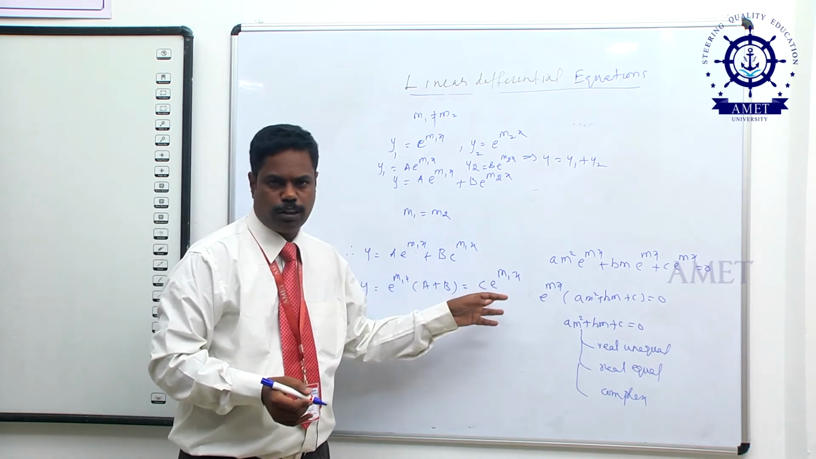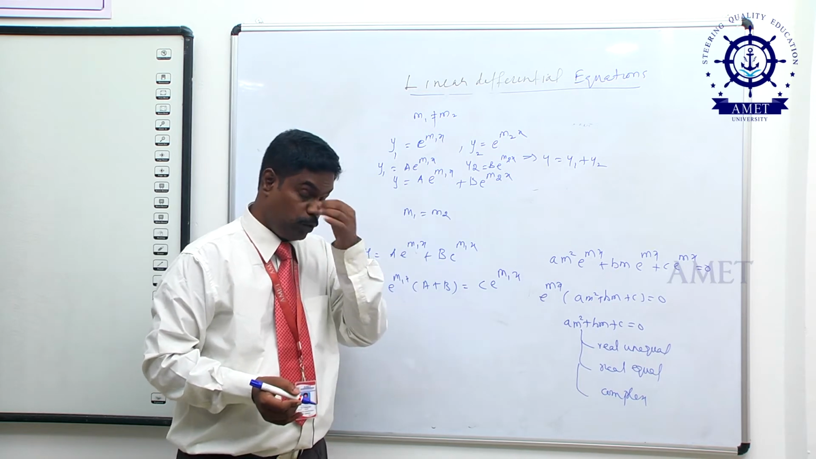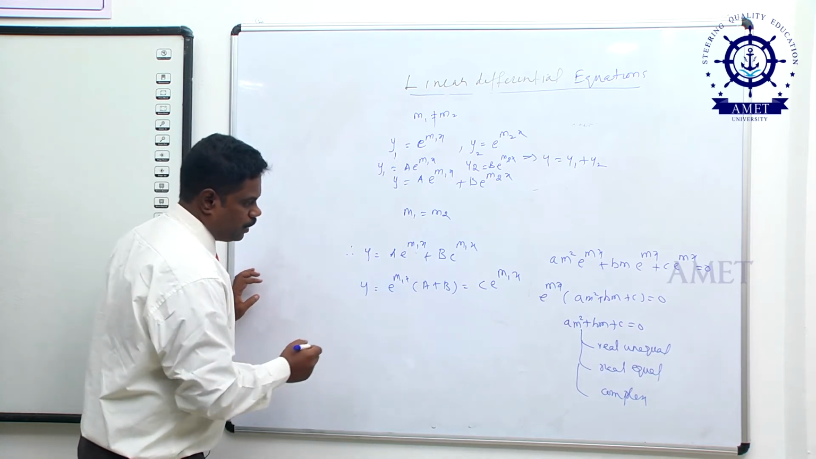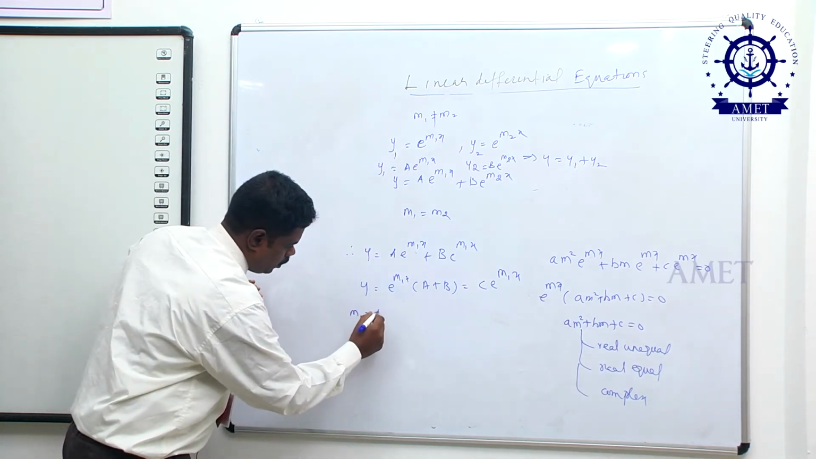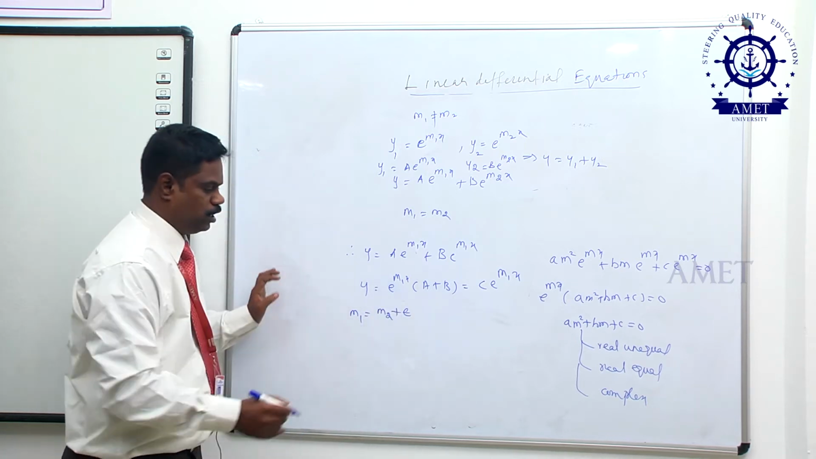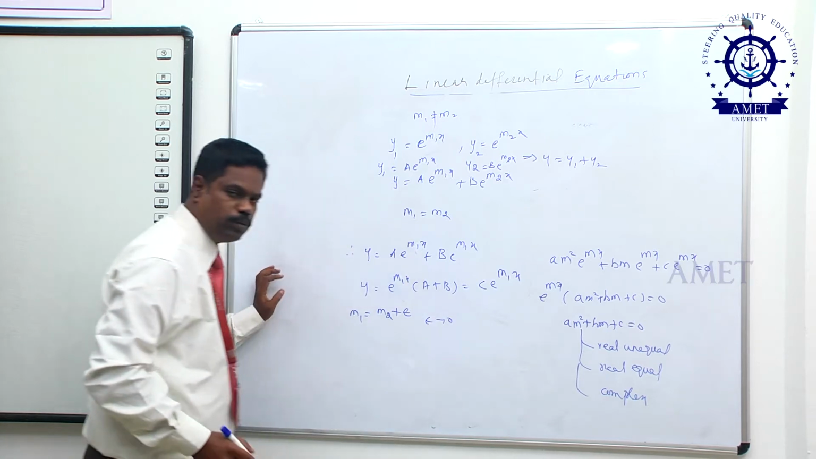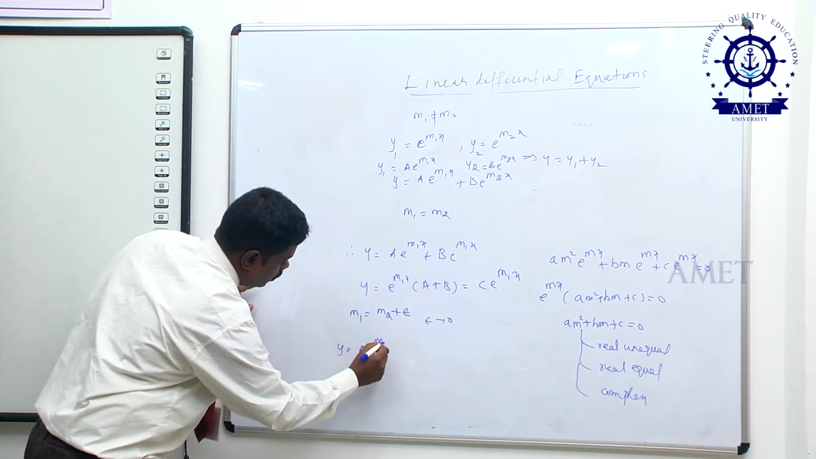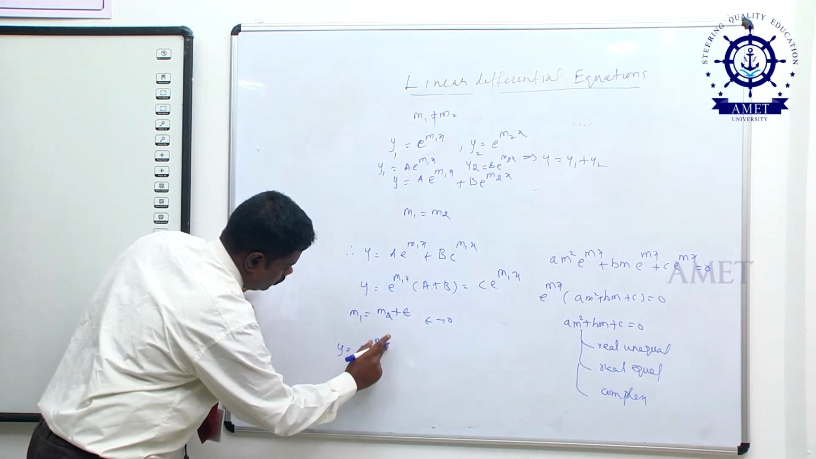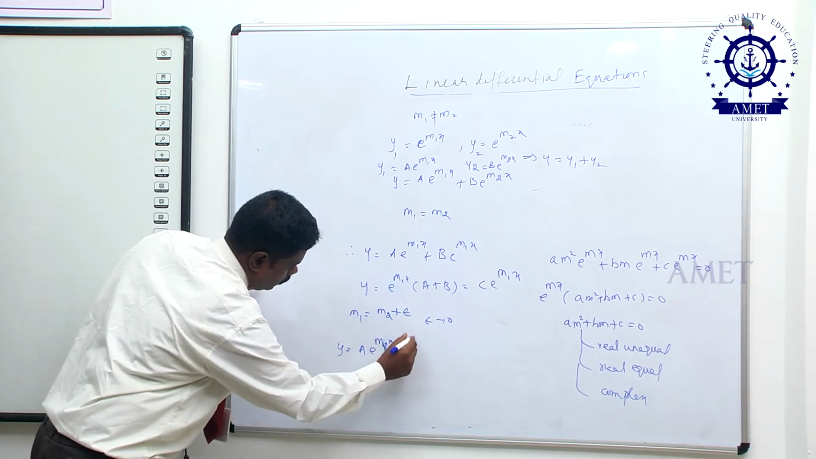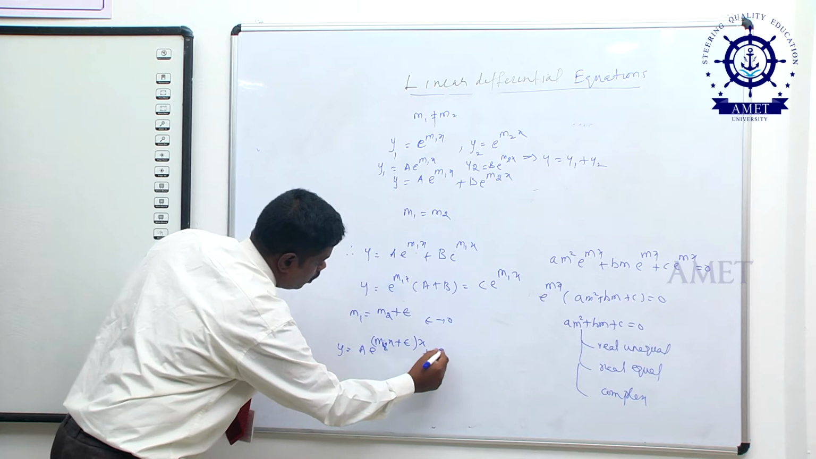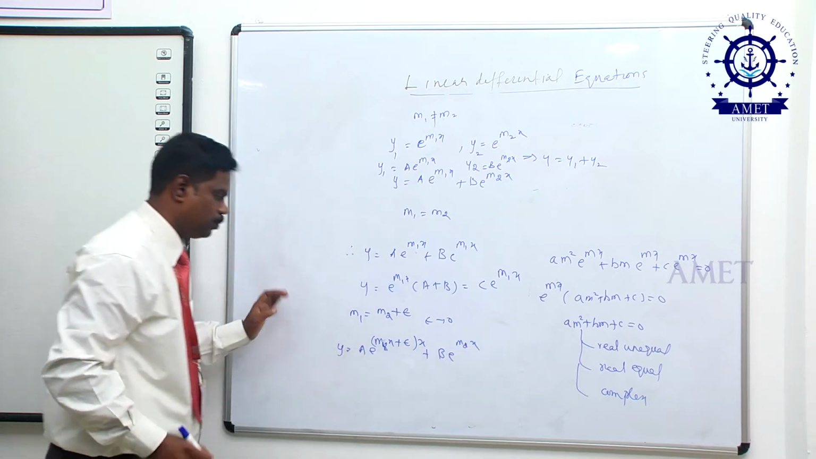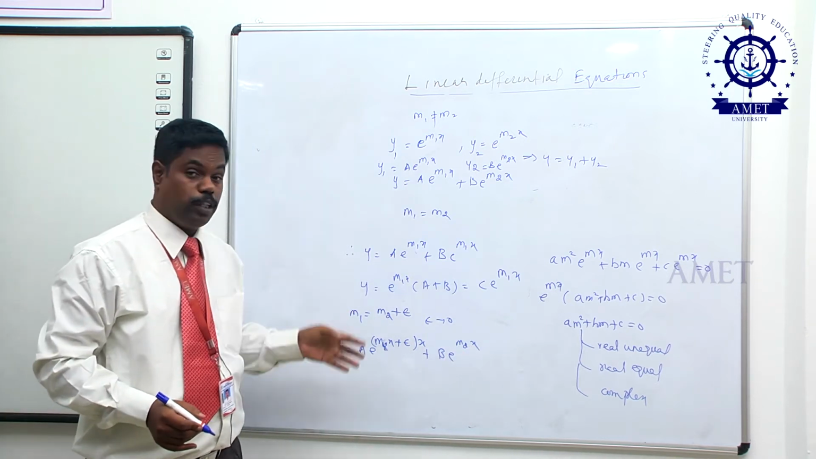So it is not at all possible, because it is a second order differential equation. Definitely two constants will exist. So it does not satisfy the differential equation. So what we are taking is m1 equal to m2 plus epsilon, epsilon tends to 0, because m1 equal to m2. Now we are substituting here a into e power (m2 plus epsilon)x plus b into e power m2x, because we are substituting m1 equal to m2 plus epsilon.